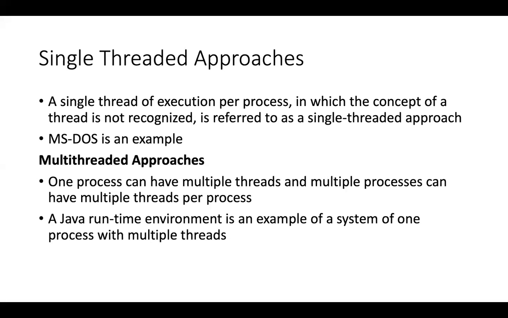And then for the multi-threaded approaches, it's one process that can have multiple threads, and multiple processes can have multiple threads per process. So we have a process with multiple threads, and then still we could have more than one process having still multiple threads per process. And this happens in a Java runtime environment. That's one of the examples, and many others, but generally in a programming environment.